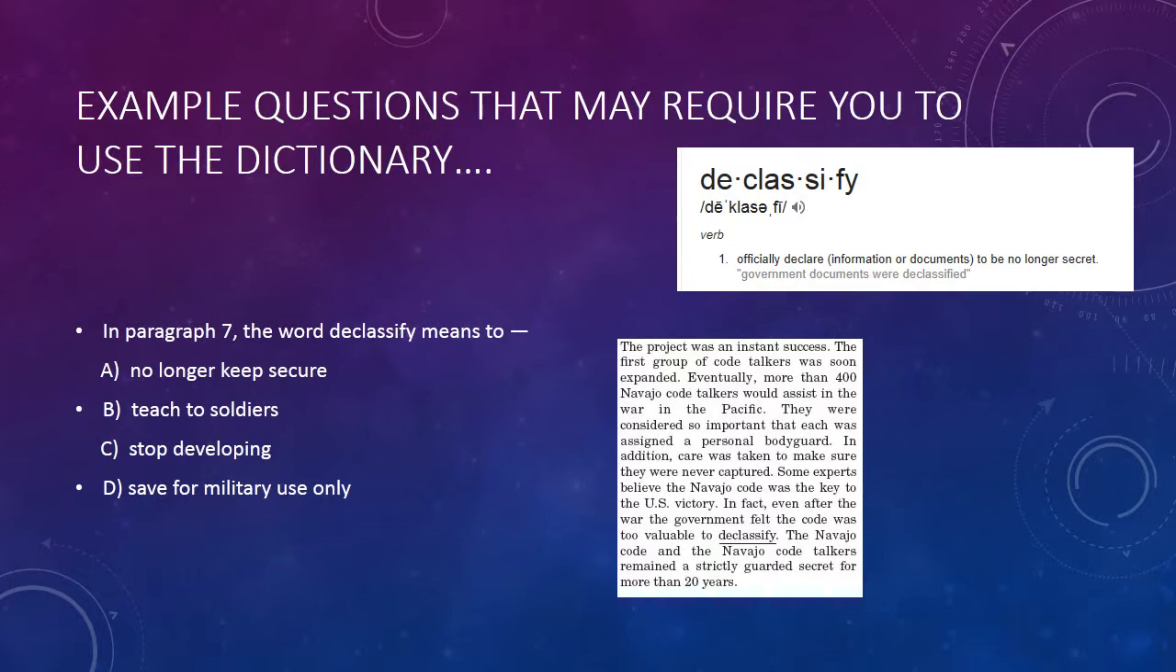So see how I use the dictionary to help me. First I go back to the paragraph and see if there are any clues there. Then I will go to the dictionary to confirm my clues or to help me further along with that word. Then I'll go back to my answer choices and see which answer choice is closely related to the definition in that dictionary.